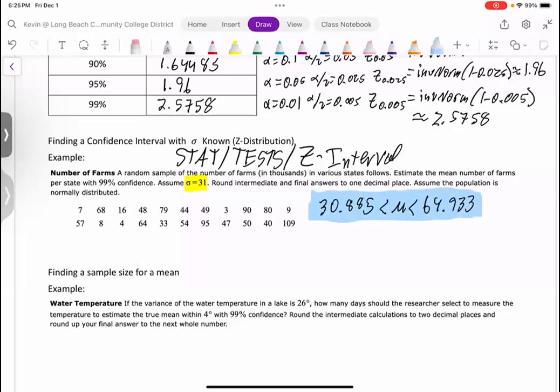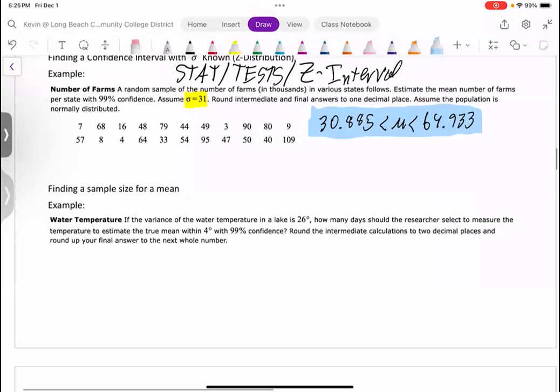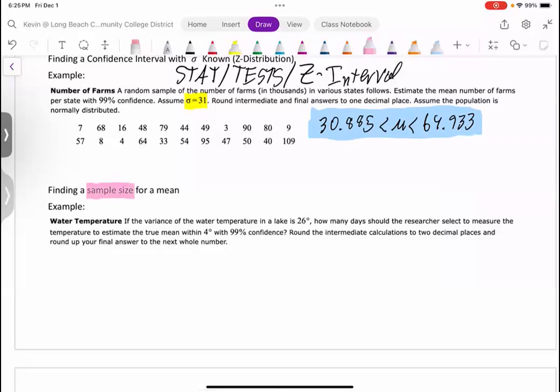All right, next step, we're going to be introduced to a new formula. If we want to find the sample size for a mean, first of all, this only works if we know sigma. So sigma must be given to us for us to be able to do this, or a way to find sigma, meaning the true population standard deviation. And here is our formula.